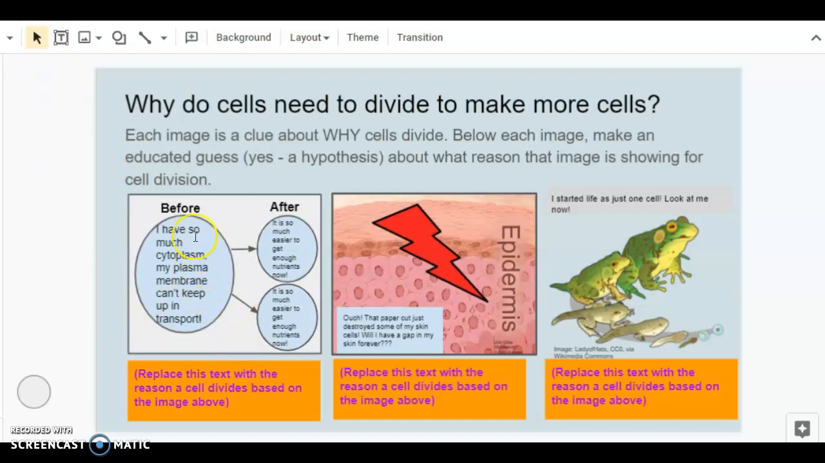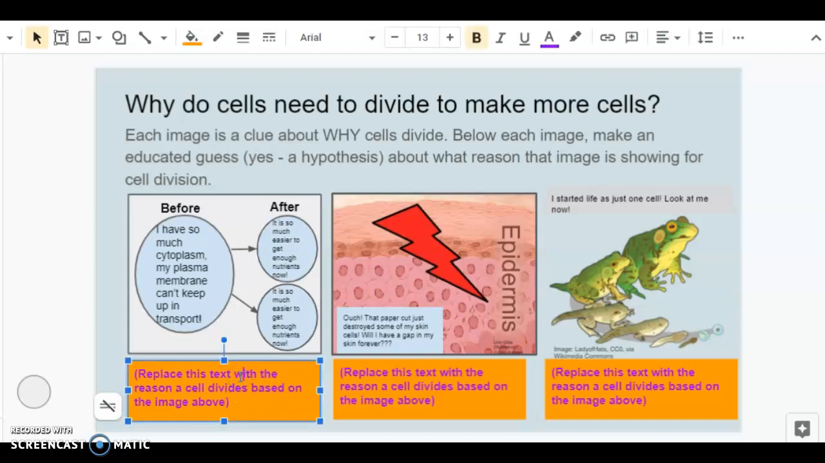In the first image, we have a cell saying, I have so much cytoplasm. My plasma membrane can't keep up and transport. That's the before. So then it splits into two. And after, each cell is saying, it's so much easier to get enough nutrients now. So one of the reasons that a cell has to divide is when the cell gets too big and can't transport nutrients effectively.